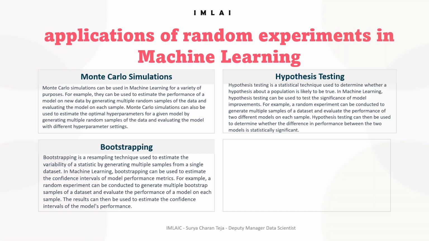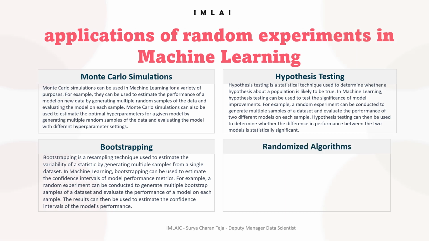Then bootstrapping. Bootstrapping is a resampling technique used to estimate the variability of a statistic by generating multiple samples from a single data set. In machine learning, bootstrapping can be used to estimate the confidence intervals of model performance metrics. For example, a random experiment can be conducted to generate multiple bootstrap samples of a data set and evaluate the performance of a model on each sample. The results can then be used to estimate the confidence intervals of the model's performance.